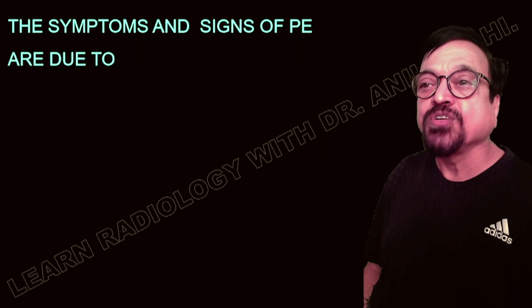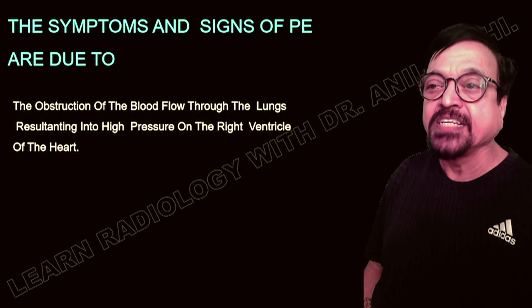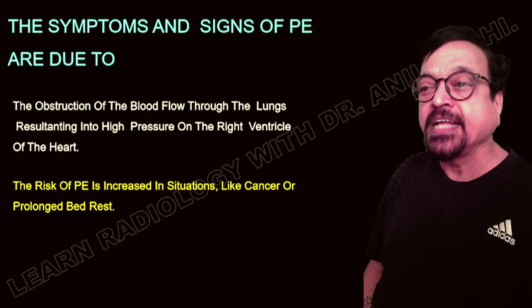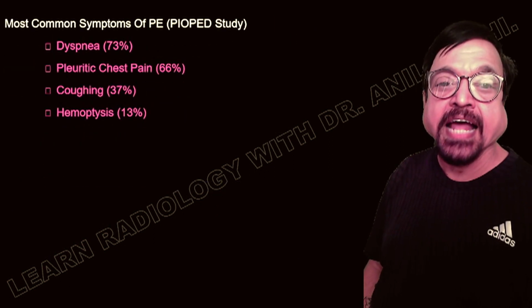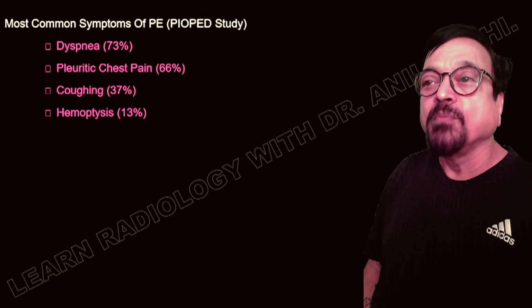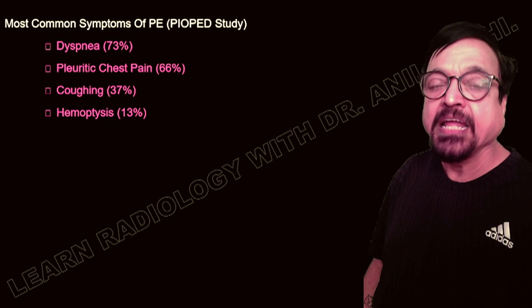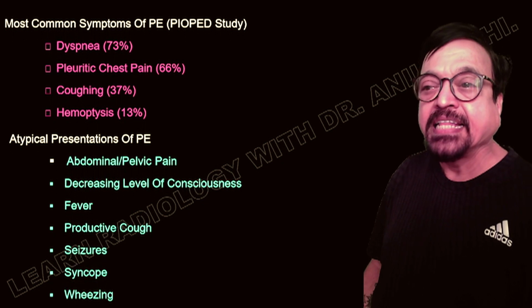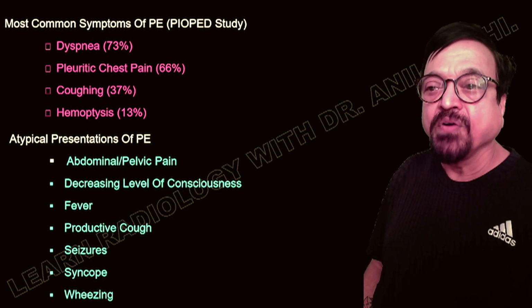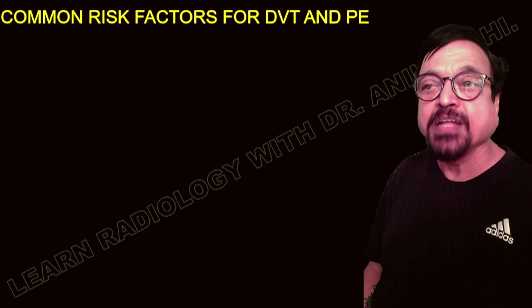The symptoms and signs of pulmonary embolism are due to the obstruction of blood flow through the lungs, resulting in high pressure on the right ventricle of the heart. The risk of pulmonary embolism is increased in situations like cancer or prolonged bed rest. In these patients, one has to take care that there is no embolization. Most common symptoms are dyspnea, then pleuritic chest pain, coughing, and hemoptysis. Then there are also atypical presentations like abdominal pain, pelvic pain, decreasing level of consciousness, fever, productive cough, seizure, syncope, and wheezing. These are some additional symptoms which we come across.